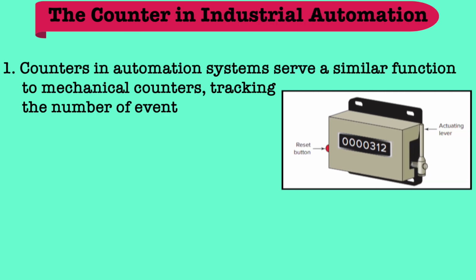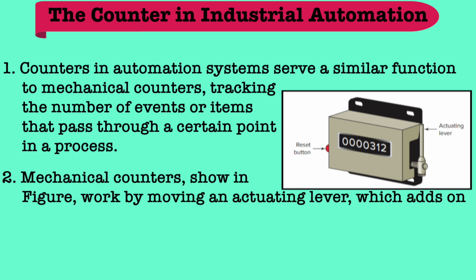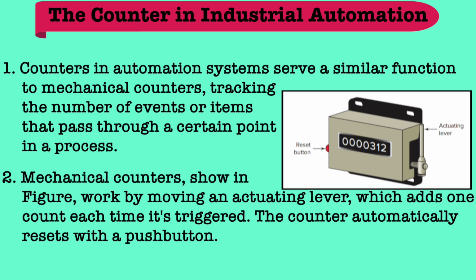Counters in automation systems have a similar function to mechanical counters, tracking the number of events or items that pass through a certain point in a process. Mechanical counters, shown in the figure, work by moving an actuating lever which adds one count each time it's triggered. The counter automatically resets with a push button.